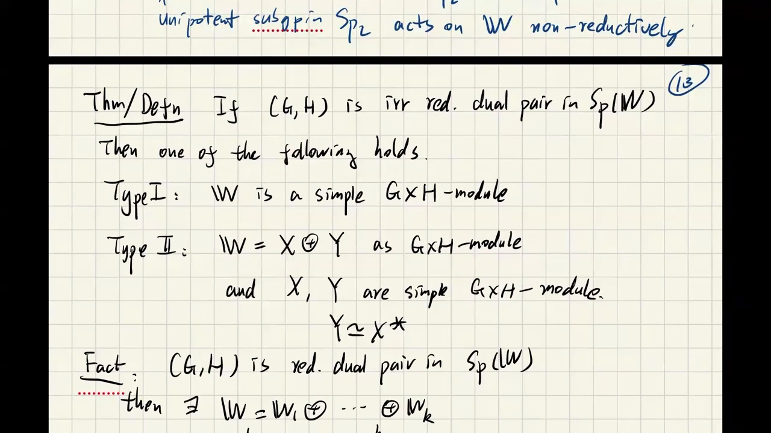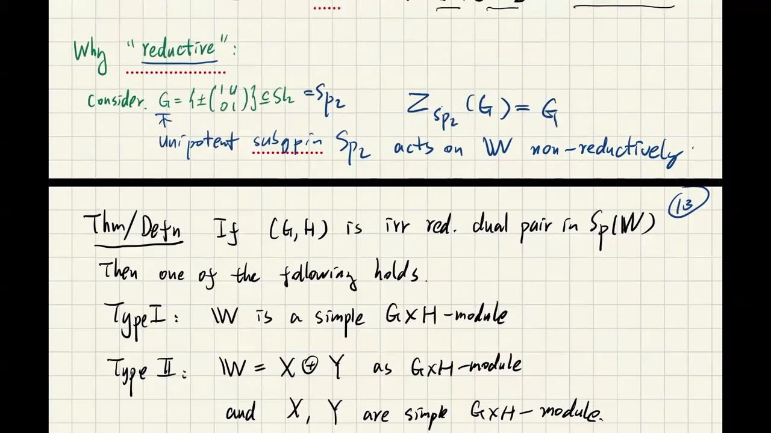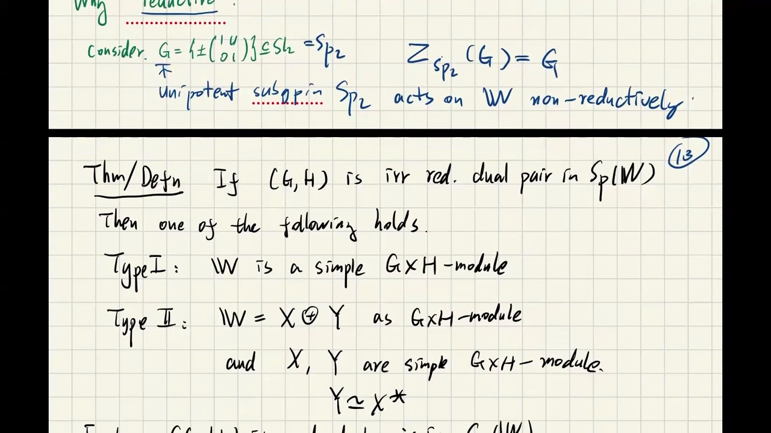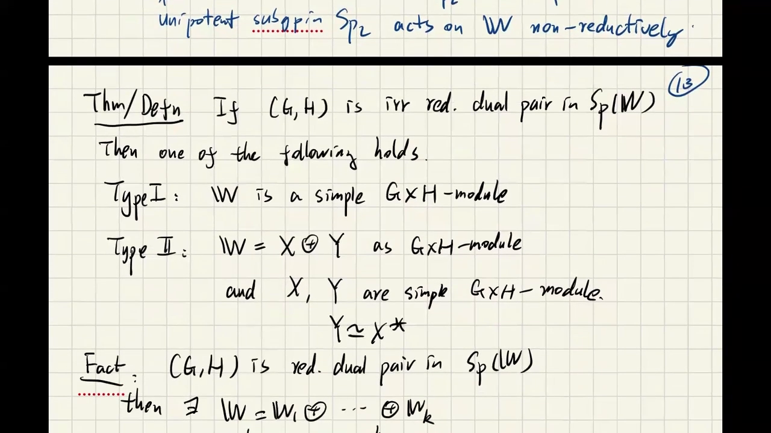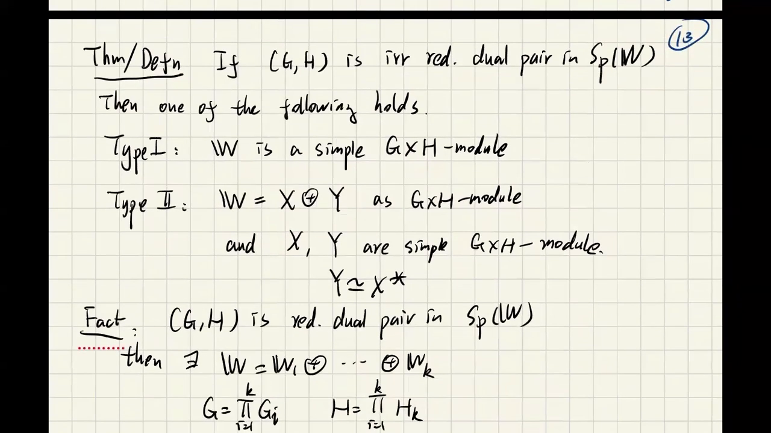So suppose G and H is an irreducible reductive dual pair inside Sp(W), then you will have the following two cases. The first case is called the type 1 case. In this case, W itself is a simple G cross H module. Another case is called the type 2 case.